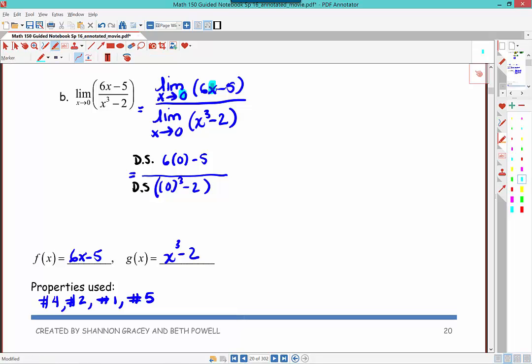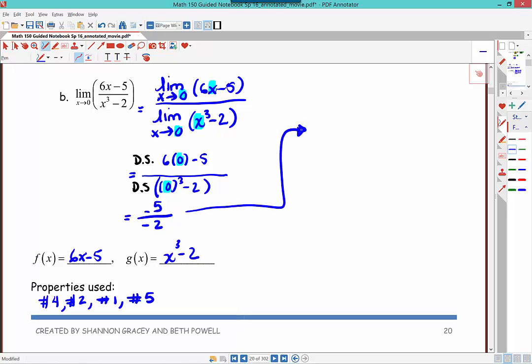x was approaching 0, so we plugged in 0 wherever there was an x. Same here. And now we get 0 minus 5 is negative 5, and 0 minus 2 is negative 2. So at the end of the day, our result of this limit is 5/2. So we basically wrote equivalence relationships the whole way until we got to our result of 5/2.